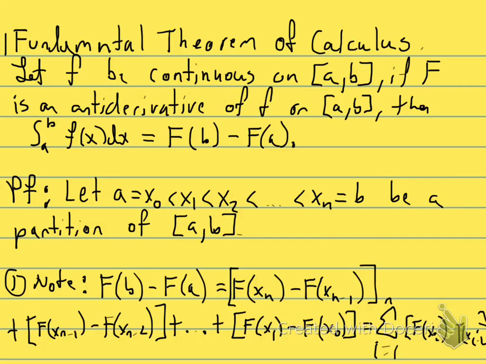And all that stuff in the middle is going to be canceling out, so all we're left with is F of xn minus F of x naught, which is our F of b minus F of a. Okay, so this is our equation 1. We're going to use this a little bit in the proof here.